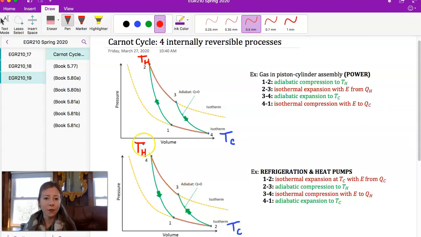We're riding along an adiabat here with no heat exchange, all the way up to our higher temperature. Then from 3 to 4, we're riding along an isotherm, and we have isothermal compression, an increase in pressure with energy going to the warmer reservoir, QH, to remain at TH. Finally, process 4 to 1 follows adiabatic expansion, so we get a drop in pressure all the way down to our cooler temperature. So with the refrigeration and heat pump cycles for Carnot, we start with isothermal expansion, then adiabatic compression, isothermal compression, then adiabatic expansion.